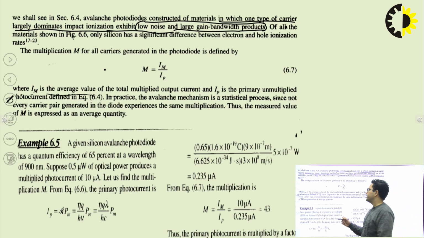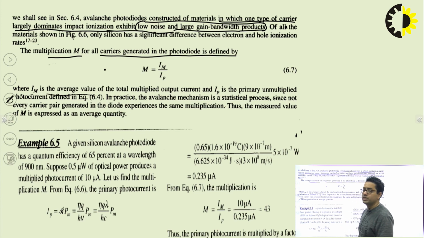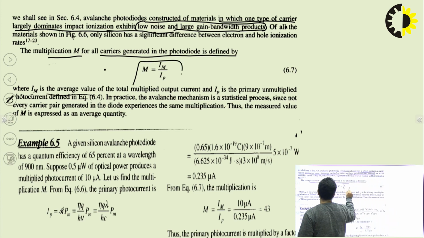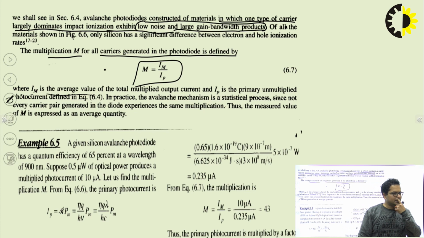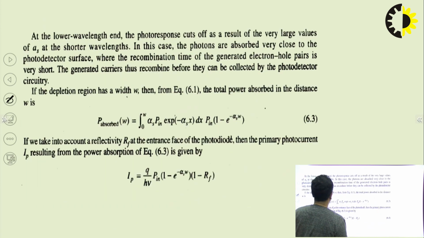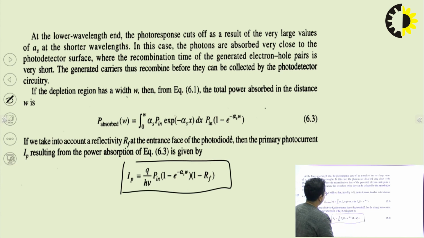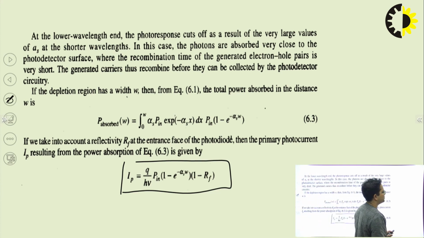We are going to find the multiplication factor M for all charge carriers generated in the photodiode, which is given by the formula M = Im / Ip. Im is the average value of the multiplied output current, and Ip is the unmultiplied photocurrent, which is given by this formula: Ip = (q / hν) P (1 - e^(-αj ω)), where αj is the absorption coefficient.